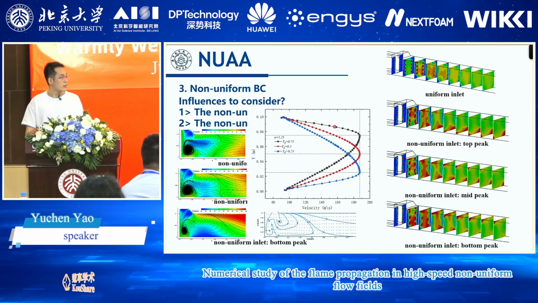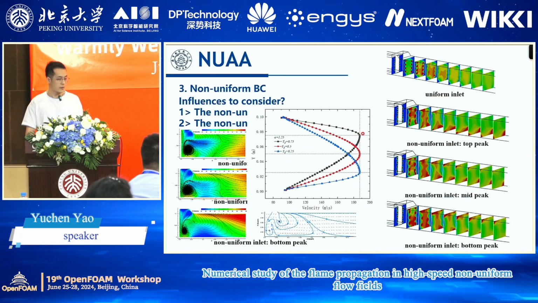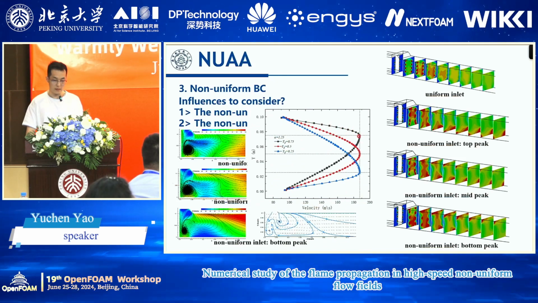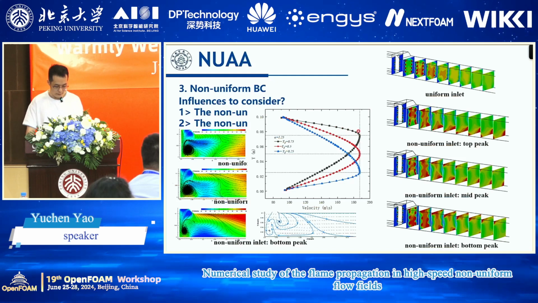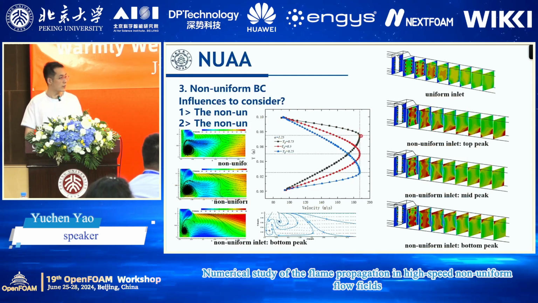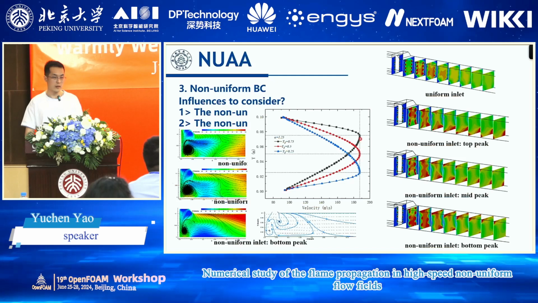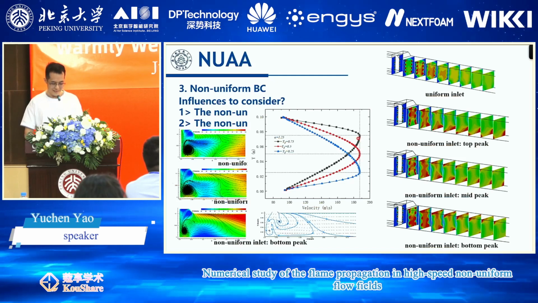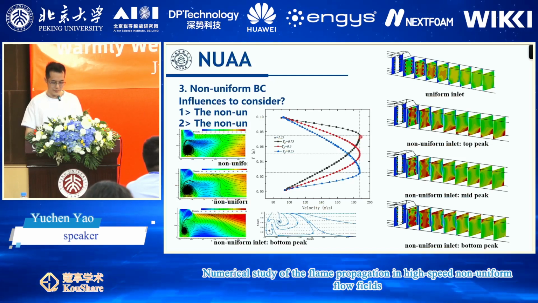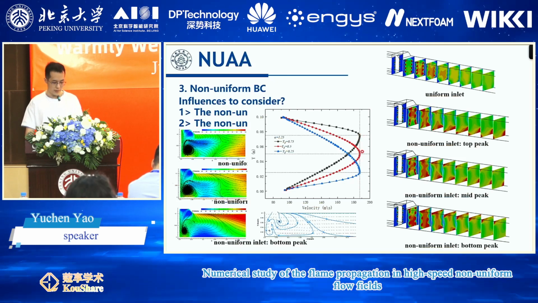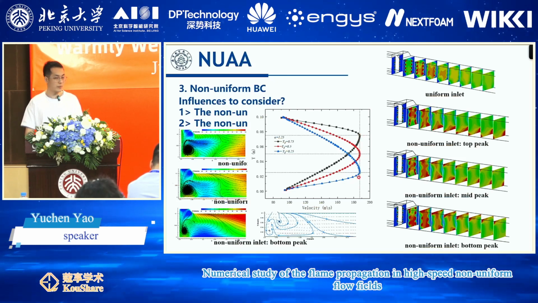This is the non-uniform velocity inlet distribution we use. We generate this distribution with the Gaussian function. The difference between these three distributions is the position of the peak. Here's the top peak distribution, the mid peak distribution, and the bottom peak distribution.